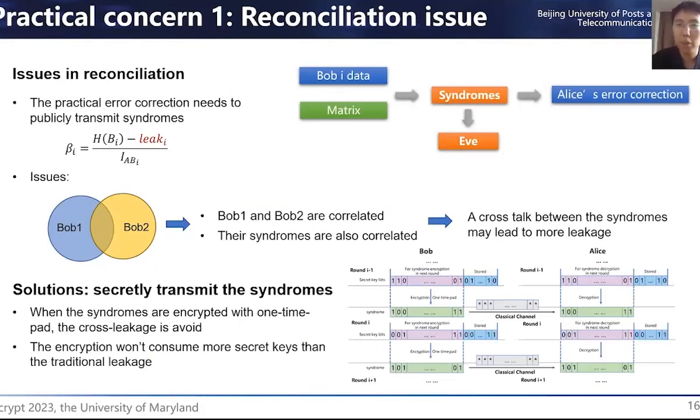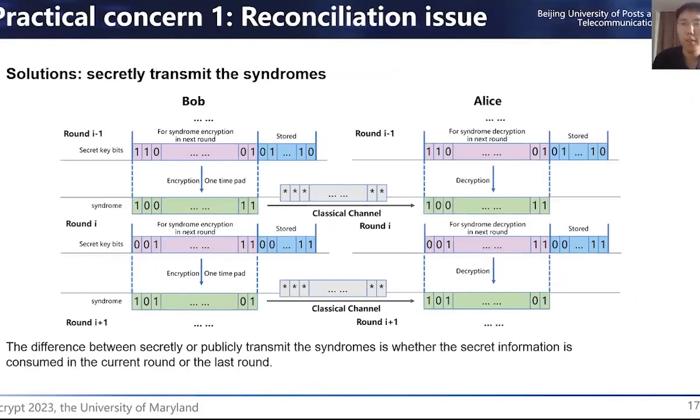By encrypting the syndromes with one-time pad, the issue above is solved. The encrypted syndromes would not leak information anymore. Instead, it will consume the existing secret key bits with the same length. This is the same amount as the leaked information of a traditional method. From this figure, it can be seen that the secret key rate would not be reduced.